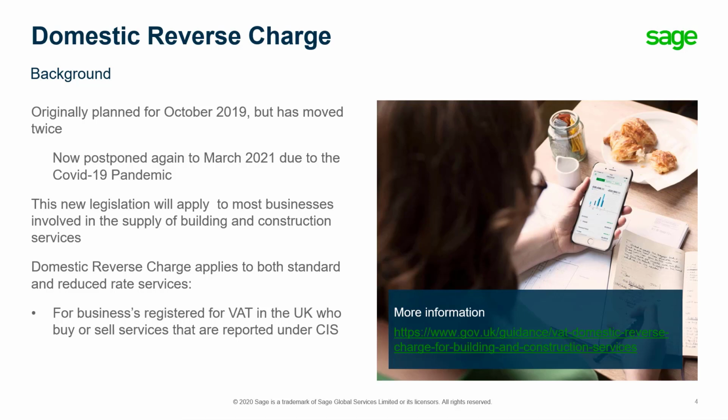This new legislation will apply to most businesses involved in the construction services, and domestic reverse charge applies to both standard and reduced rate services. It's for businesses registered for VAT in the UK who are reported under the CIS scheme. If you're not sure whether the services you supply are subject to the domestic reverse charge legislation, HMRC do have an extensive list on their website, the link for which is on the screen at the moment and will be found in your handout.